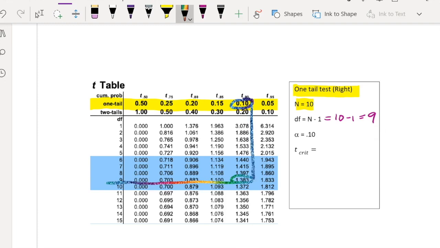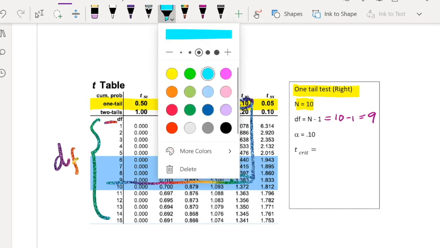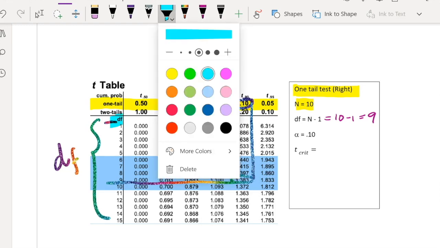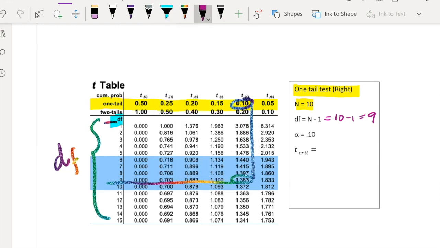Let me put DF again here. It's right there, but for some reason, in this tablet, it looks so small. Right there. Okay. So my critical value is 1.383. Now let's draw the curve. We're looking at this side, so it's supposed to be positive, so I'm done. Cool.